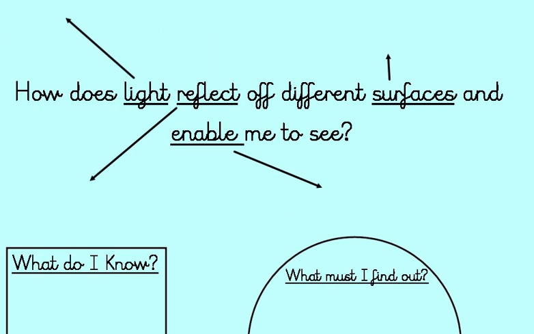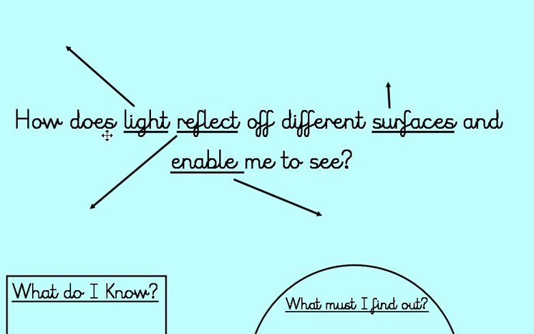So today our learning journey question is, how does light reflect off different surfaces and enable me to see? You can see here that I have underlined 4 keywords that we really need to know what they mean. So you need to draw arrows coming from these 4 underlined words: light, reflect, surfaces and enable. And then you need to look up definitions for those words. What's the definition of light? What's the definition of reflect? What's the definition of surfaces? And what's the definition of enable?